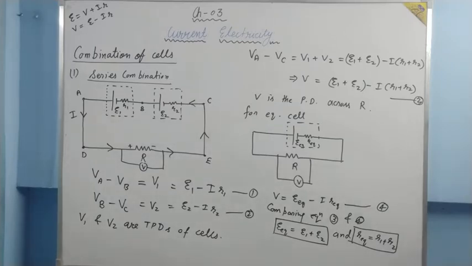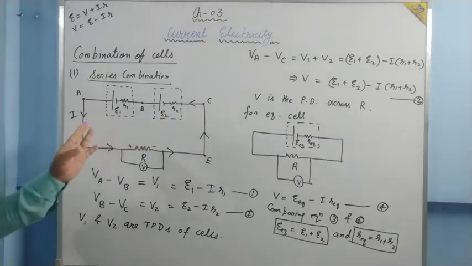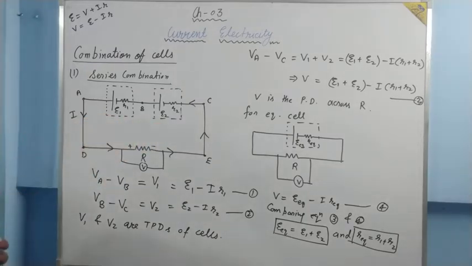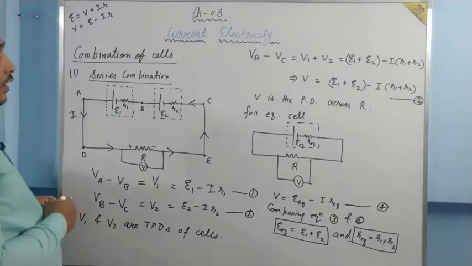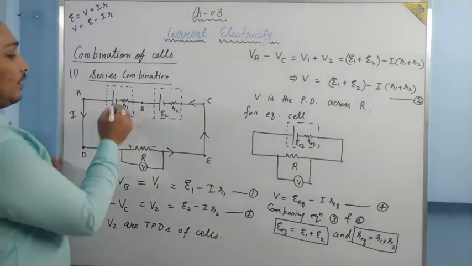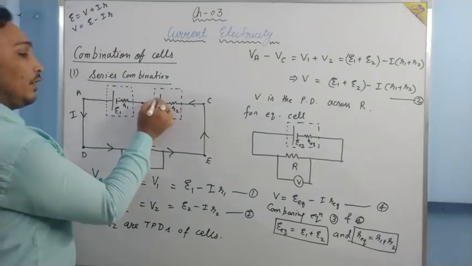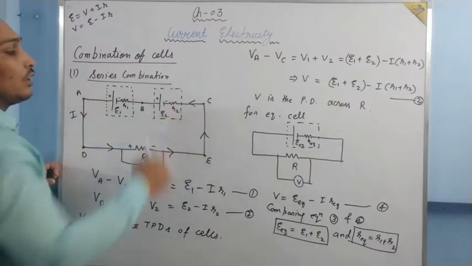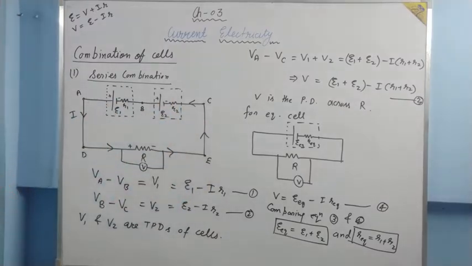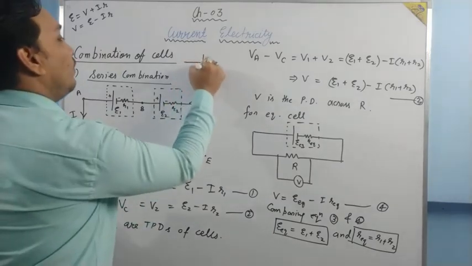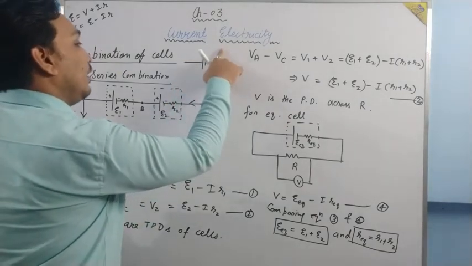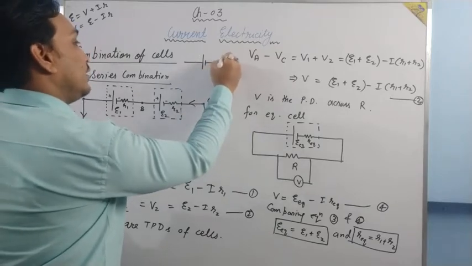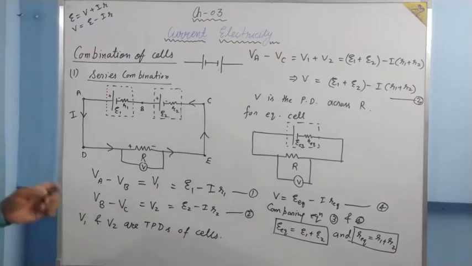But you have to take care that here the cells are connected in the same orientation. When I say same orientation, I mean the same polarization. So what do I mean? I mean that the negative of the first cell is connected to the positive of the other, and the positive of the first cell is connected to the negative of the other. If cells are connected in reverse order, like this, if the first cell is like this and the second cell is like this instead, then what will happen? Instead of plus, it will be minus. Instead of E1 plus E2, you should write E1 minus E2.